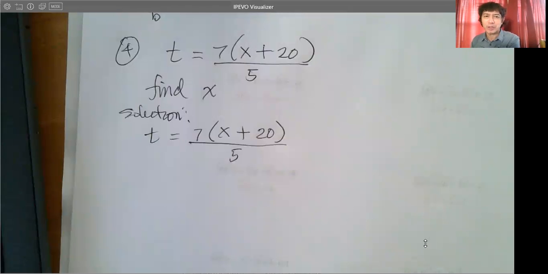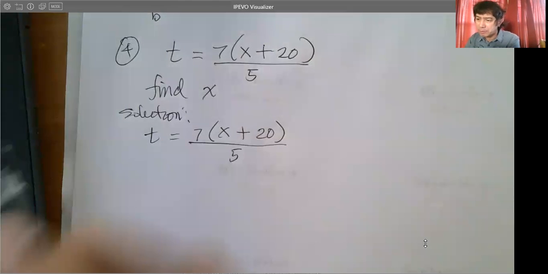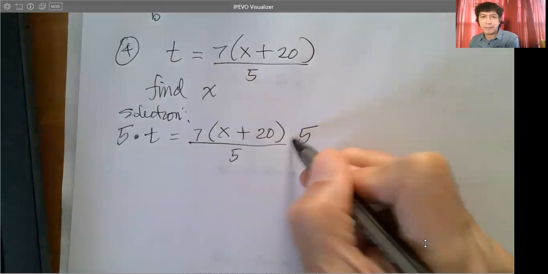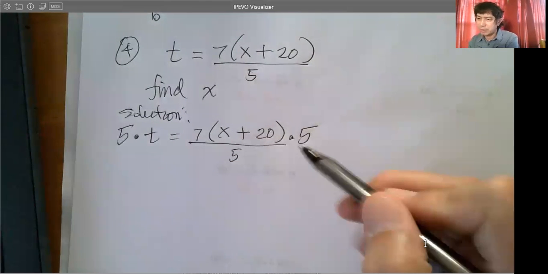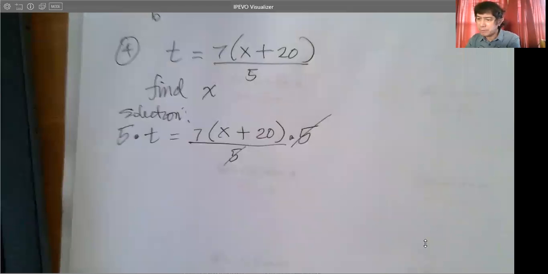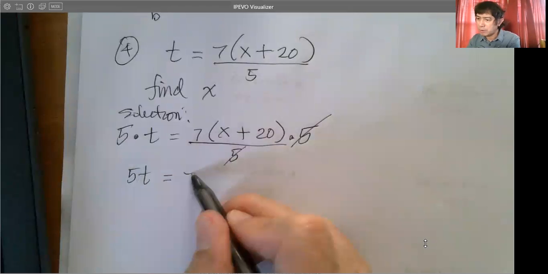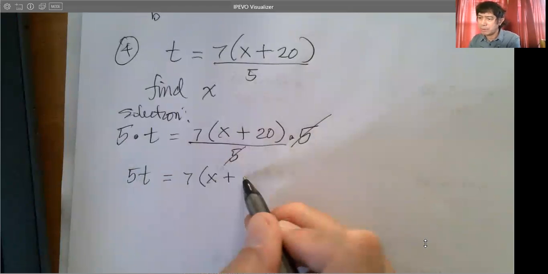Remember, you only need to think of the proper operation to use, from the basics: add, subtract, divide, or multiply. For this particular given, we can remove the 5 by way of multiplication. So we apply multiplication here, 5 times both sides, and you see this cancels out. We have 5t on the left side, and the right side is 7 times the quantity x plus 20.